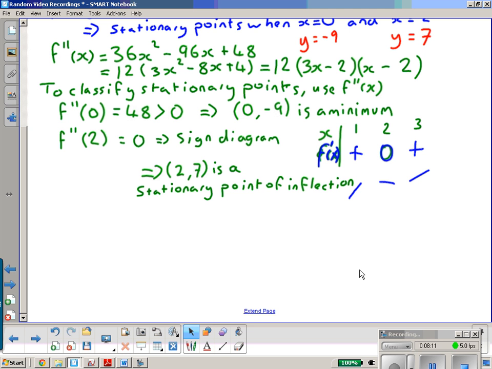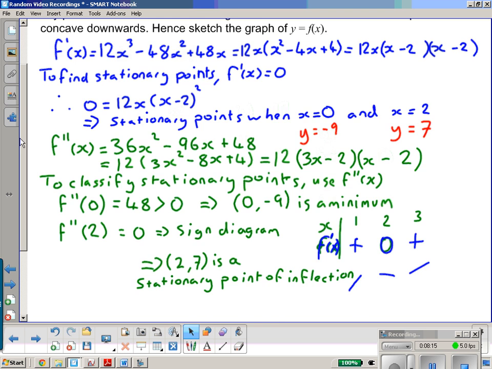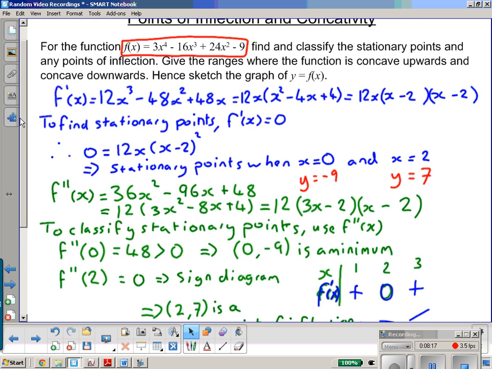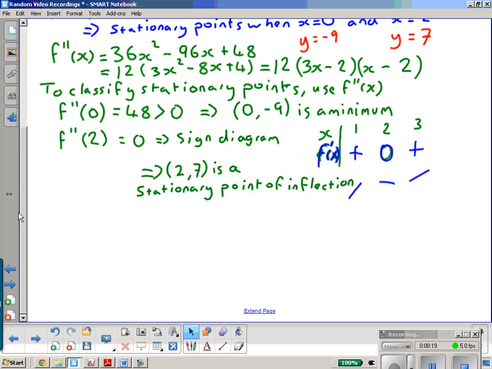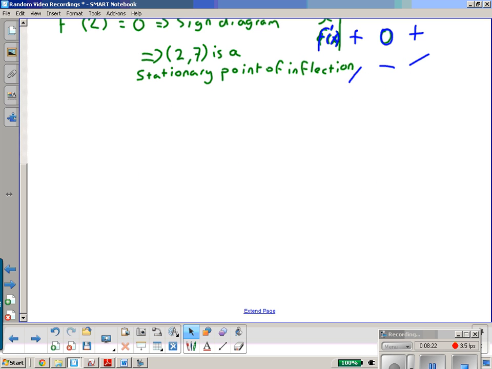So that's finding our stationary points, but if we go back to the original question now, we were also asked to find any points of inflection. So that's the stationary points. Let's give ourselves a bit more space. So to find points of inflection, we use f double dashed again. So we're still in green. To find points of inflection, we've already found the stationary one, but there might be a non-stationary point of inflection.